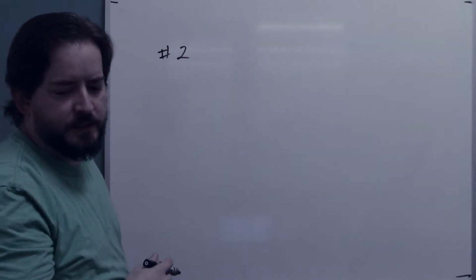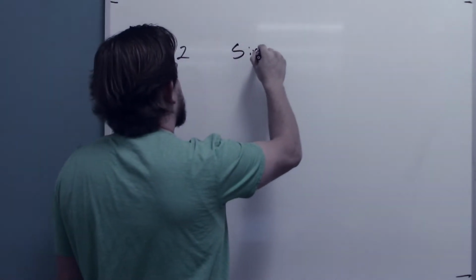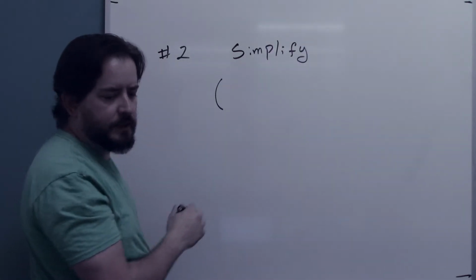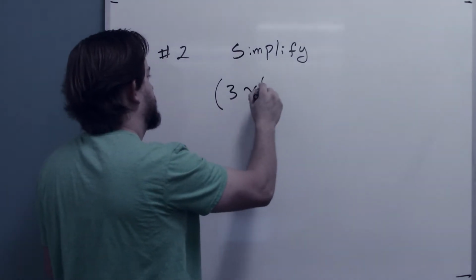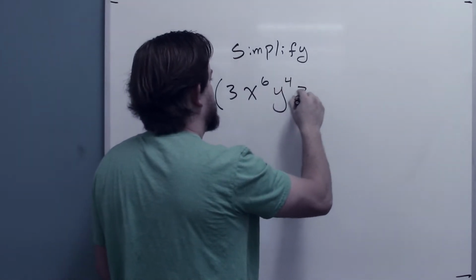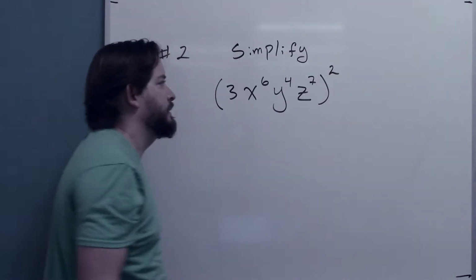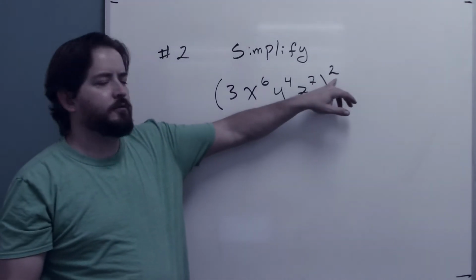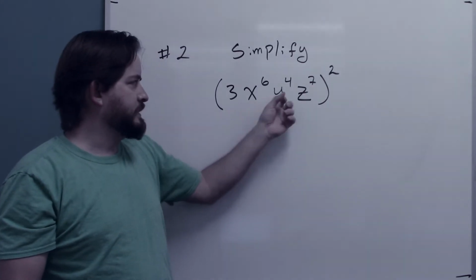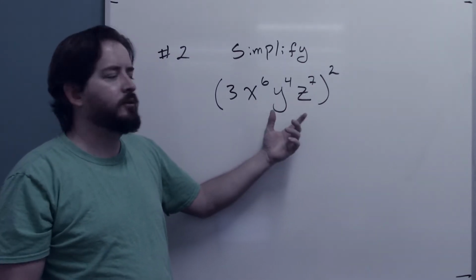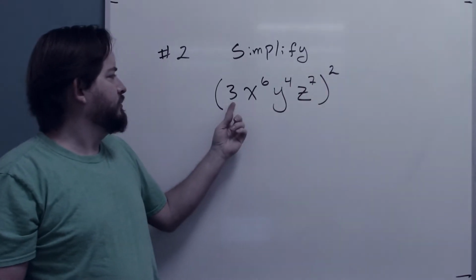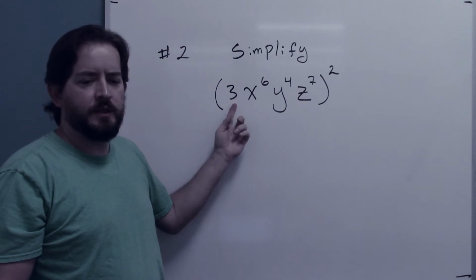Number 2 says to simplify the expression. And it is 3x to the 6, y to the 4th, z to the 7th, and then this is all squared, right? So really they're testing 2 things. If a whole bunch of stuff that's multiplied inside parentheses gets raised to a power, every single one of these things inside the parentheses gets that power. If something is already raised to a power, you're going to multiply those powers together. But the biggest mistake is people seem to forget the 3, right?